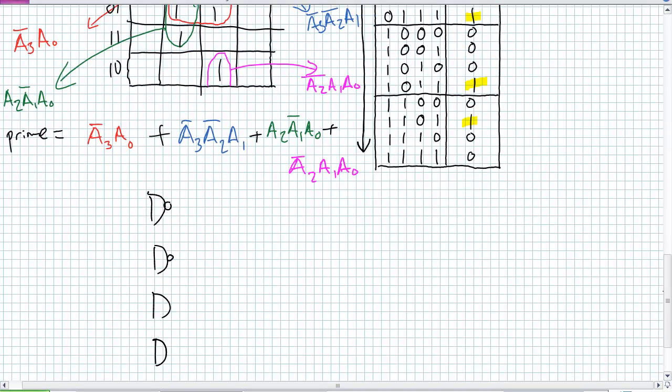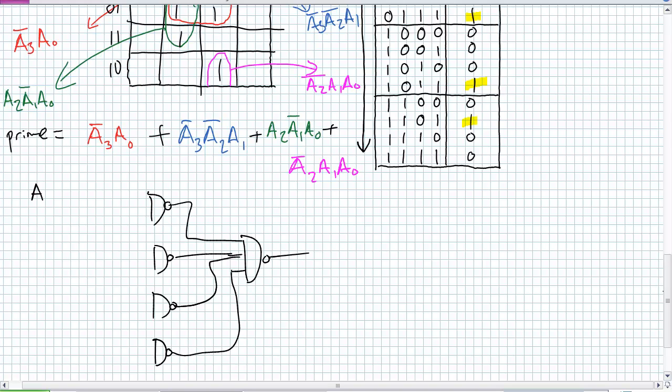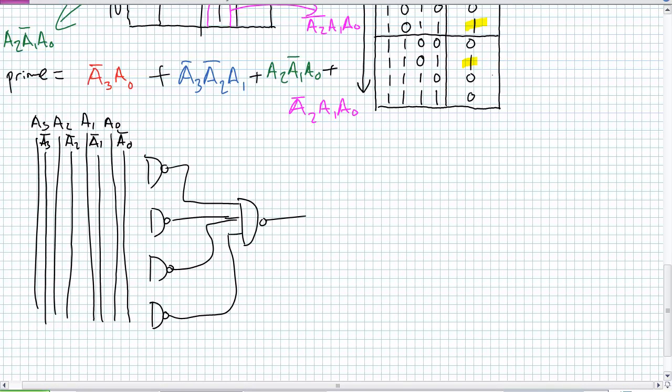Make them all NAND gates, feeding a NAND gate. What does this mean? Here's a kind of pretty representation of this using one-line notation. What's the first NAND gate get? Well, it gets not A3. How do I generate not A3 from A3? Take a NAND gate, put its inputs together. What I get is not A3. That's how that inversion is generated. And hook it up with A0.